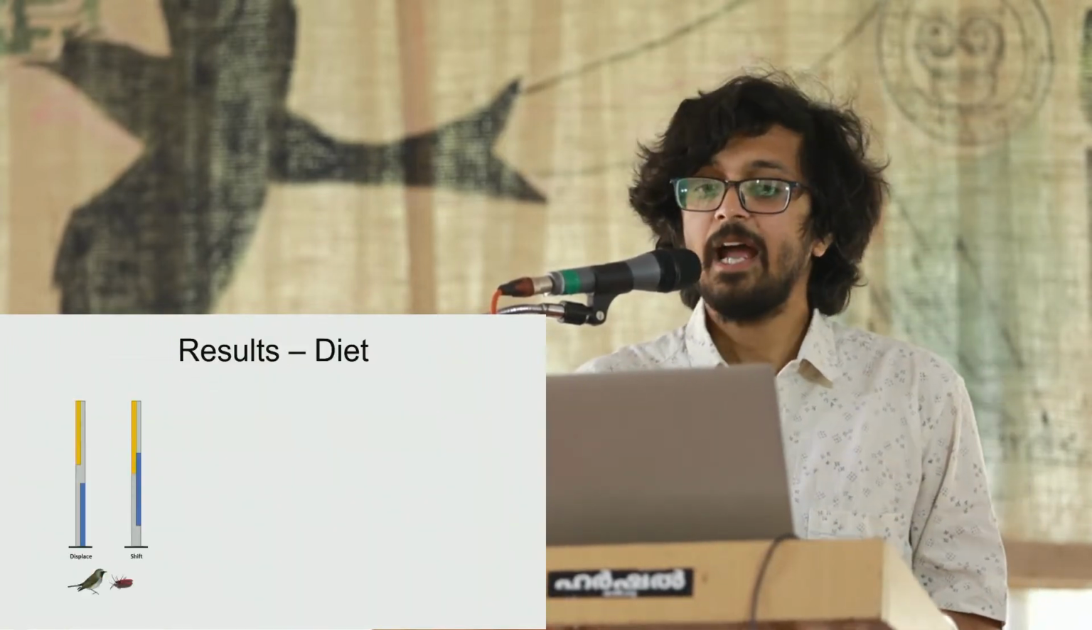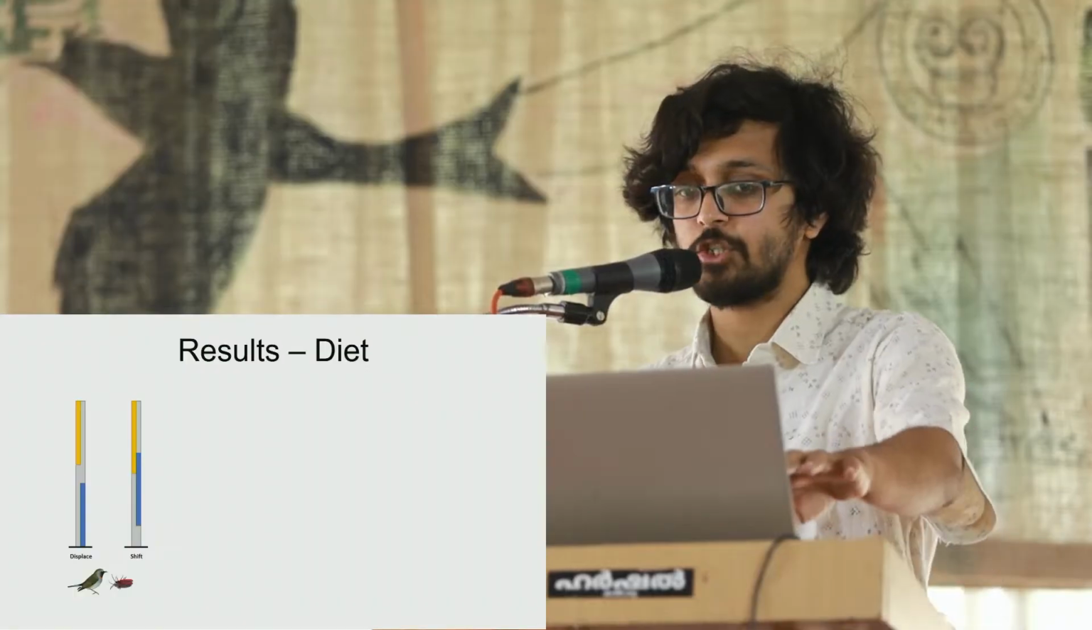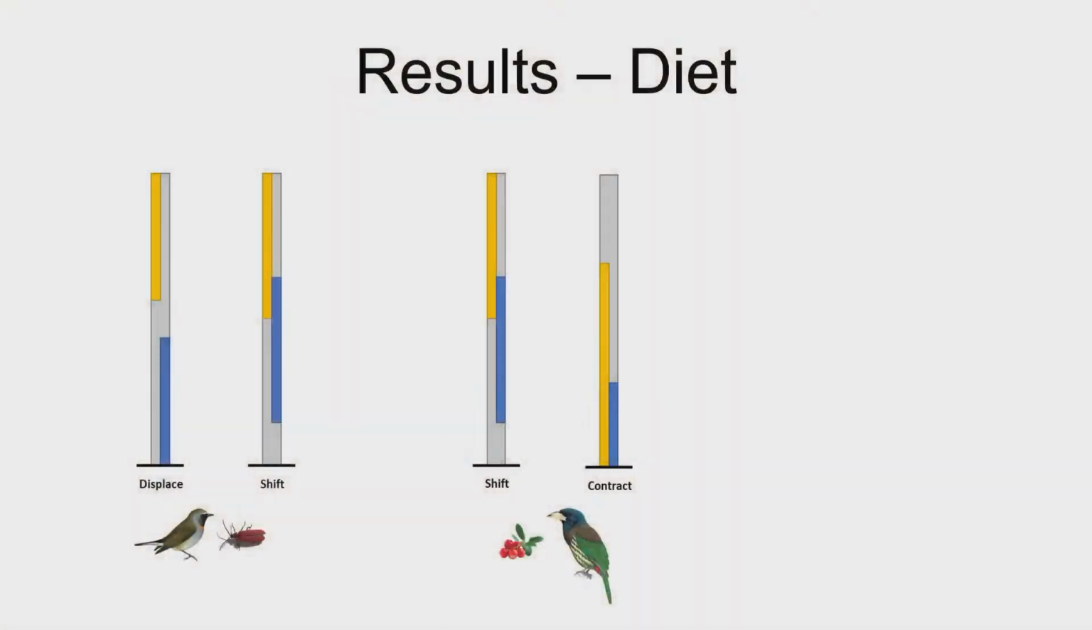In terms of diet, we found that insectivores mostly showed shift and displaced migration. Frugivores showed shift and contract migration. And the birds that were residents were mostly omnivorous and commensal species that eat all sorts of different things. They weren't dietary specialists, so to say.